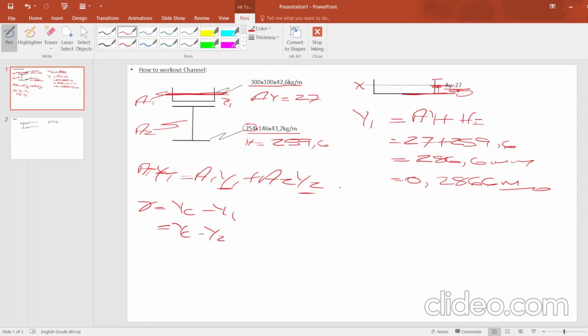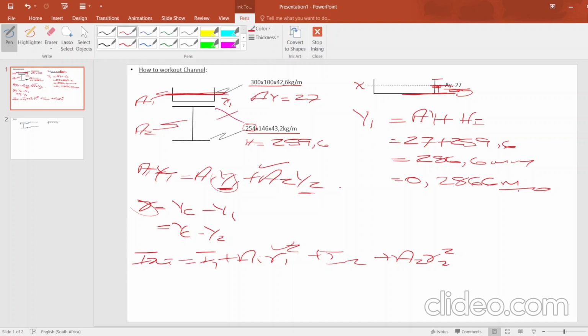Like I said, you will use that Y1 in calculating the R, because the R we will use it in IXXT equals to I1 plus area 1 R1 squared plus I2 plus area 2 R2 squared. The reason why you must nail how to calculate this Y1 is that you need to apply it here in calculating the R, the distance R. Now, this is how you calculate your centroid when you are given the compounded beam like this one here.